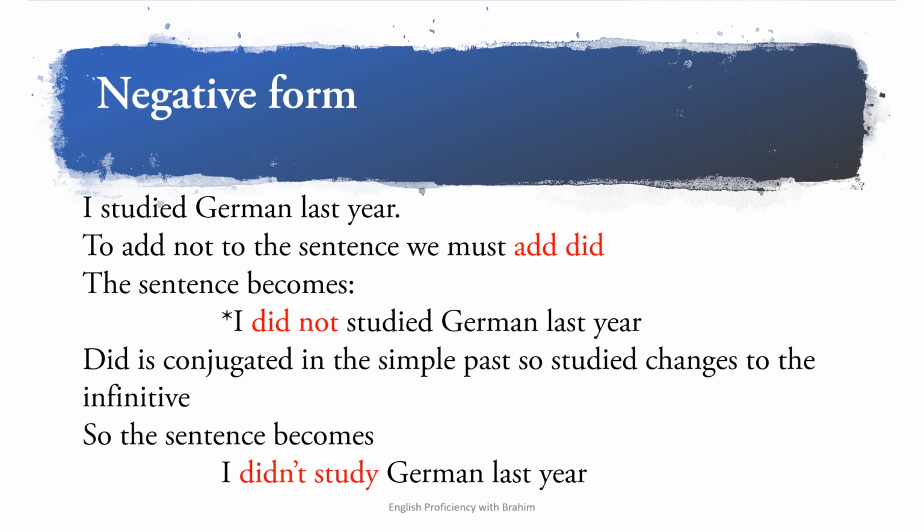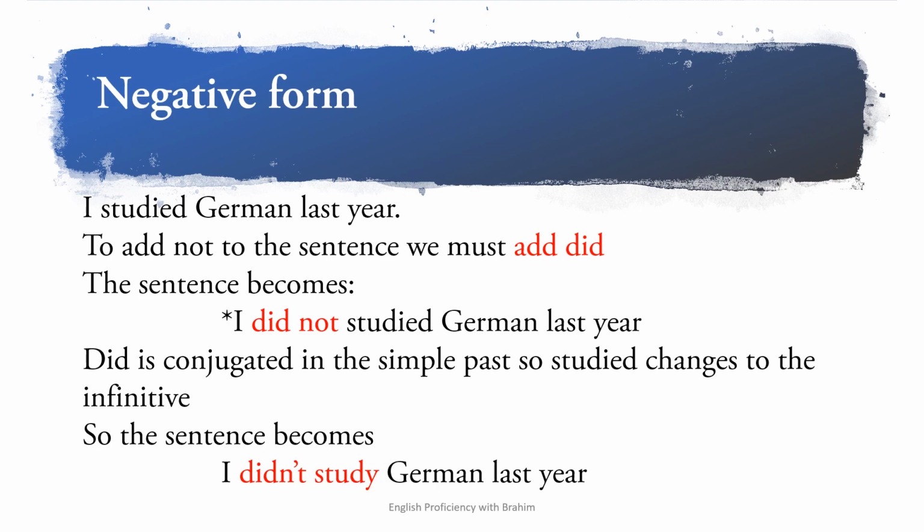So the sentence becomes, I didn't study. Study here is an infinitive without to. I didn't study German last year. So this is how we make the negative form. We just add did and we add not, or here I didn't study, and the verb becomes the infinitive without to. And this is how we make the negative form.